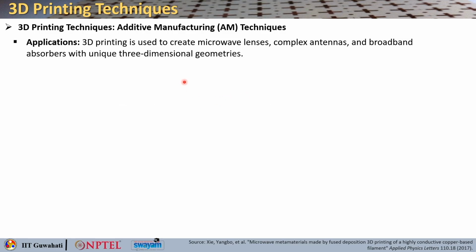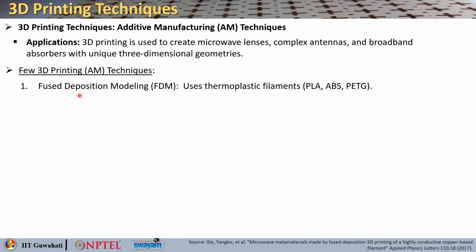So the applications of 3D printing techniques can be creating microwave lenses, complex antennas and broadband absorbers with unique 3-dimensional geometries. So there are few 3D printing techniques. The first one is called fused deposition modeling, that basically uses thermoplastic filaments such as PLA, polylactic acid, ABS, that is acrylonitrile butadiene styrene, and PETG, that is polyethylene terephthalate glycol modified.